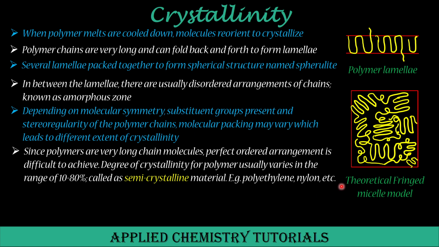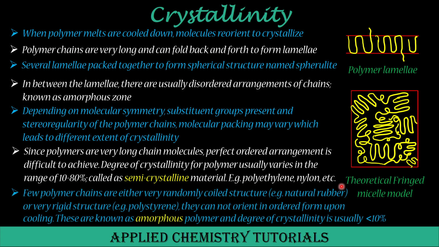For a few polymers, the crystallinity is close to 80% or very high. For a few polymers, the crystallinity is pretty low. For a few polymers, the chains are either in a very randomly coiled structure, for example natural rubber, or a very rigid structure, for example polystyrene and polymethyl methacrylate, and they cannot orient in ordered form upon cooling even at room temperature. So these are known as amorphous polymers, and their degree of crystallinity is usually less than 10%.